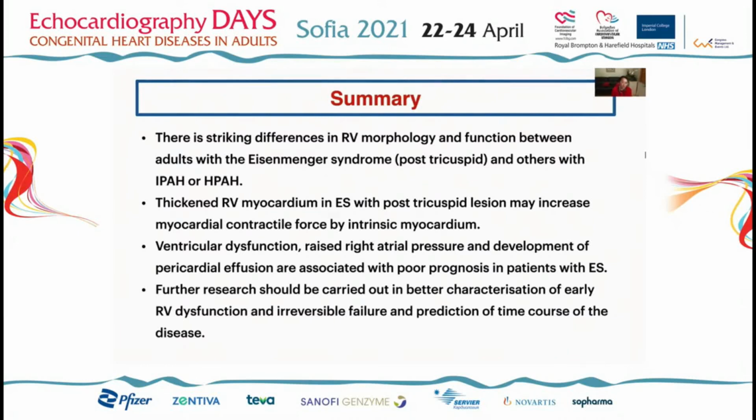The ventricular dysfunction, raised right atrial pressure, and development of pericardial effusion are associated with poor prognosis in patients with Eisenmenger. So we must use our echo to monitor these patients very carefully in order to guide the right treatment for a patient. Thank you for your attention.